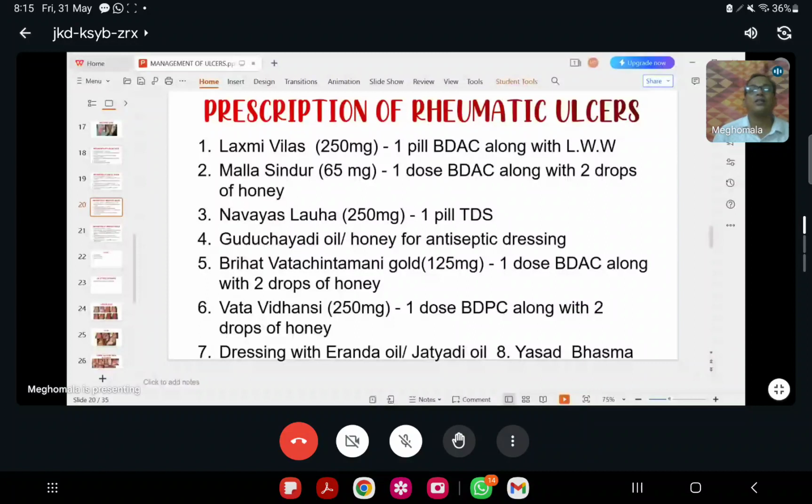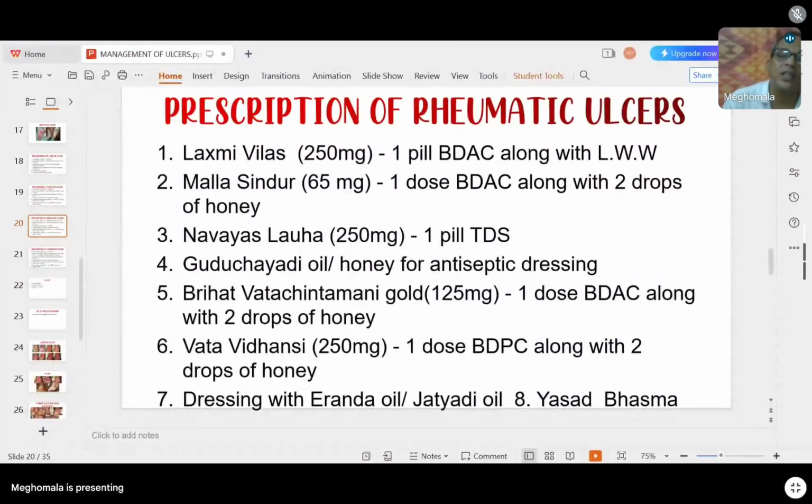Then you may ask: Jatadi oil is there, Nimbadi oil is there, Guruchi oil is there. What sort of oil should we use? What I am telling is, suppose the ulcer is infected, then go for honey and Guruchi oil, mix them in equal quantity, make a paste and apply it over the ulcer. Within 3-4 days it will be completely cleared.